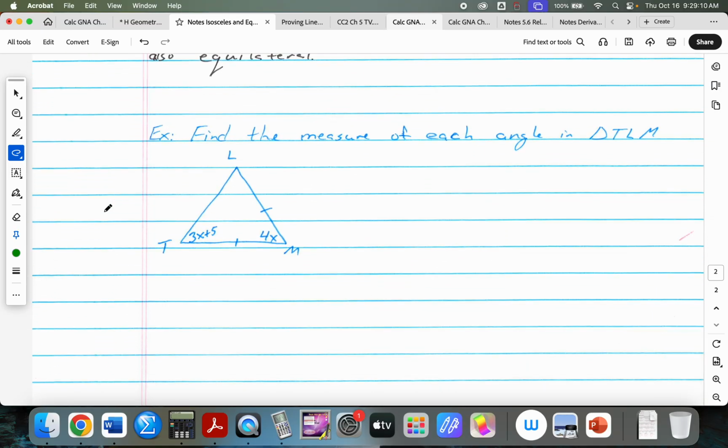All right, let's do this example. So here, we've got that these two sides are congruent. So what are those sides called? The legs. So what's the other side called? The base. So we know that the base angles are the ones that are congruent. Which two are the base angles? L and T. So the measure of angle L is also 3x plus 5.